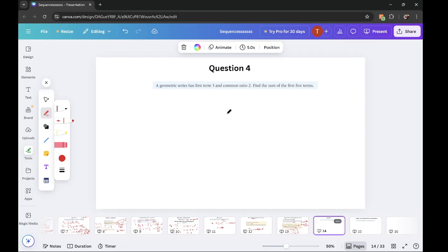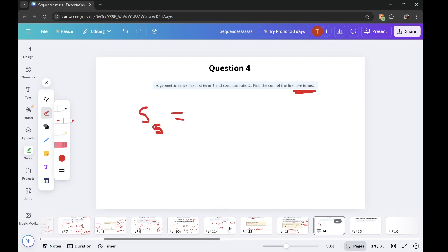Okay, now we're going to go through the question. A geometric series has first term 3 and common ratio 2. Find the sum of the first 5 terms. So they have limited it to 5 terms. They haven't asked for the infinite summation of the geometric sequence, have they? They've only asked for the summation of 5 singular terms. So they've asked for S5.